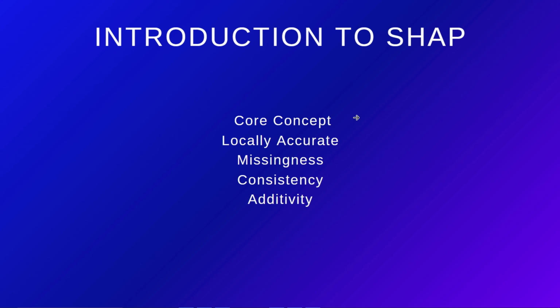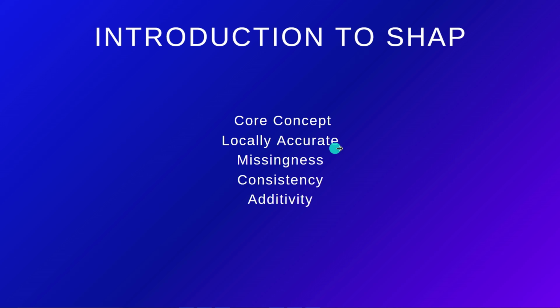The core idea behind SHAP is that it assigns each feature a contribution value for a particular prediction. These contributions show how much each feature has impacted the prediction compared to a baseline value. So, if you are wondering why your model predicted a certain outcome, SHAP can break that down by attributing the prediction to individual features. And what are some key properties? Here you can see locally accurate, missingness, consistency, and additivity.